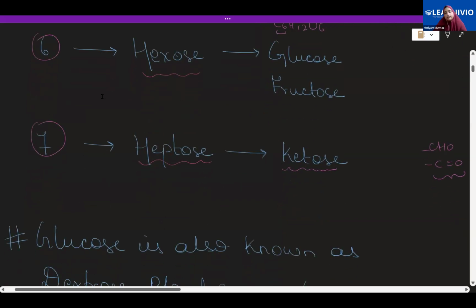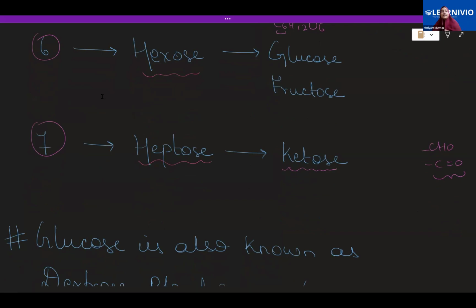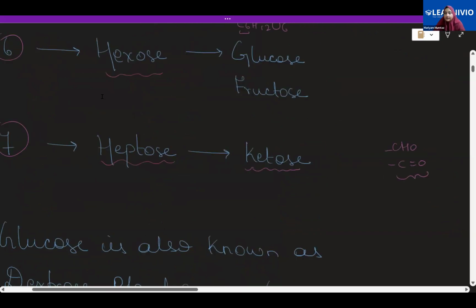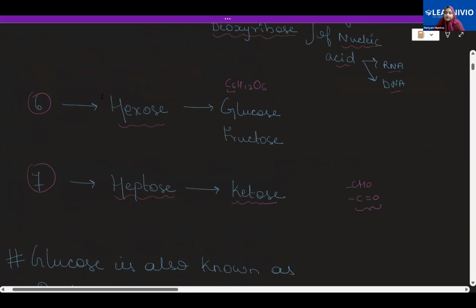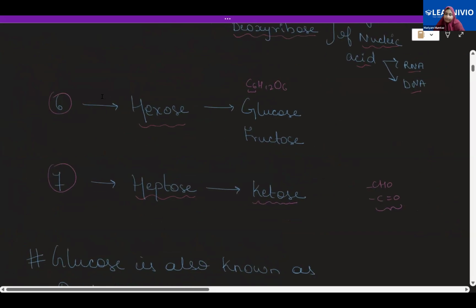Then the last one, this is up till where the monosaccharides can go. When we talk about the 7 carbon sugar, that is heptose, and the example is the ketose sugar. Is it clear, students? Yes, ma'am.